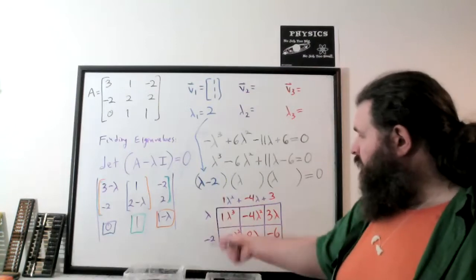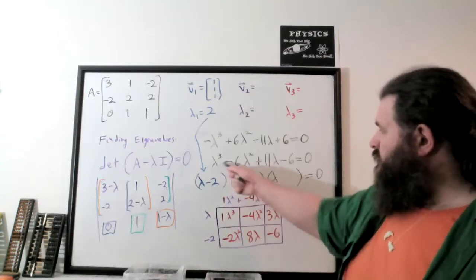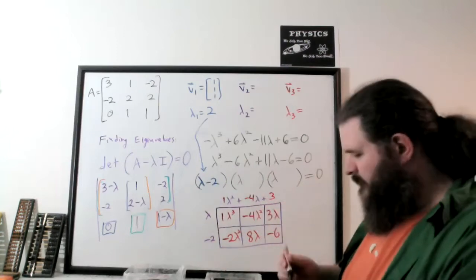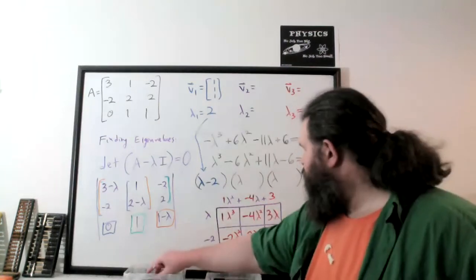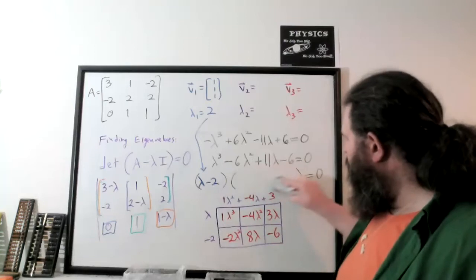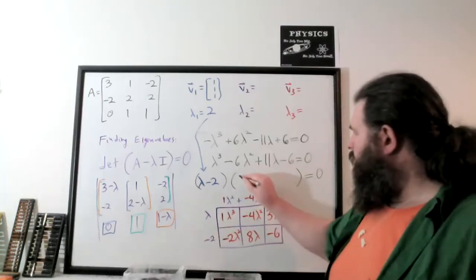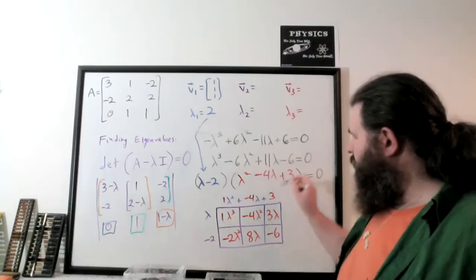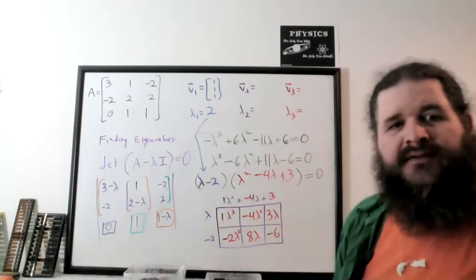So it looks like this multiplication works. The original cubic can be rewritten as lambda minus 2 times this quadratic. Specifically, the quadratic lambda squared minus 4 lambda plus 3. So this is one way to factor out a term.